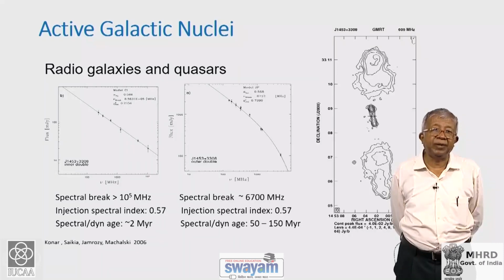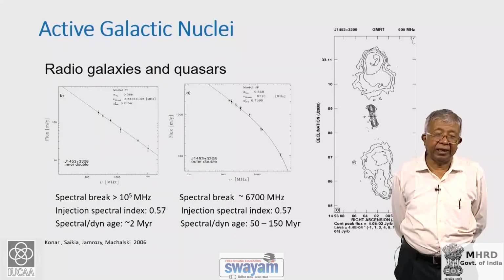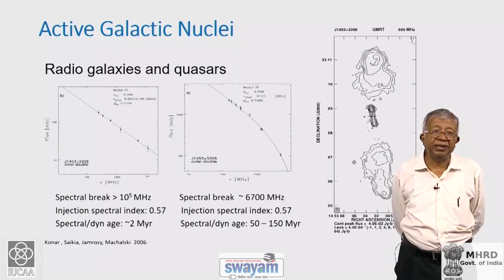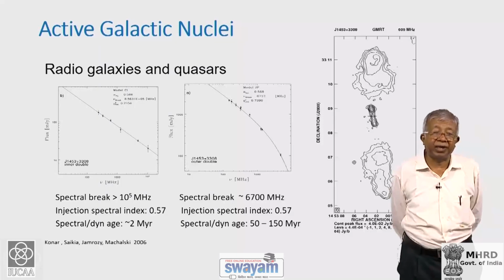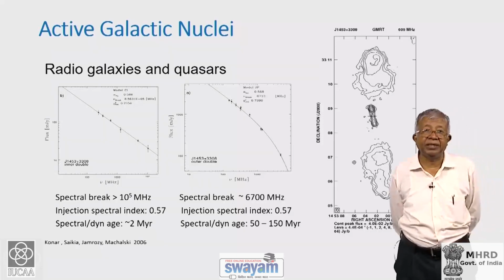If we have millimeter wave observations, then we can extend it to higher frequencies. So the spectral or the dynamical age is less than about 2 million years or so. You can see the larger one ranges from 50 to 150 million years. That helps us to put the time scales of recurrent or episodic activity in this AGN.